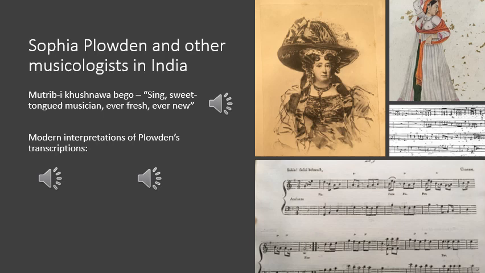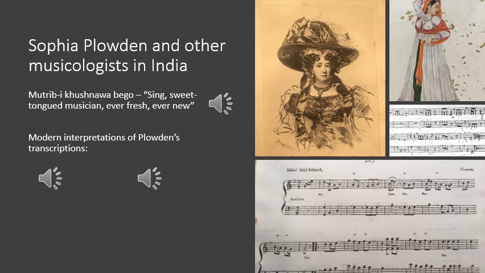But in the late 1700s, the 1780s, Plowden wrote down many songs that she'd heard from dancing girls, dancing women, or nautch girls, as they used to call them, and courtesans, who were really the pinnacle of music and high culture in the Indian style.